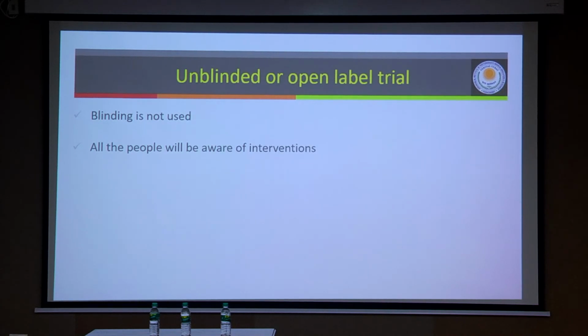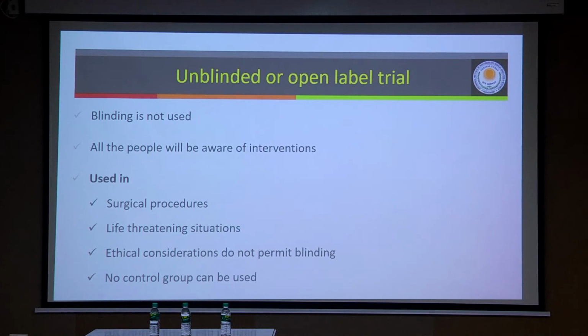Situations will come when you want to do a study on a surgical procedure, where one group of patients is getting open laparotomy and another group is getting laparoscopy. There is no way you can do blinding. Everybody will come to know: the patient, the investigator, the assessor. So in such surgical procedures, there is no scope for blinding. You have to do an unblinded or open label trial. Similarly, in life-threatening situations, if you are doing a study on chest compression, CPR, resuscitation, you can't do blinding.